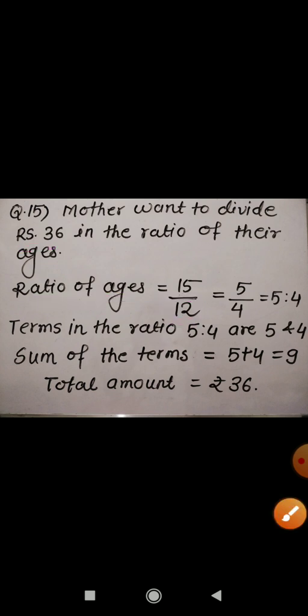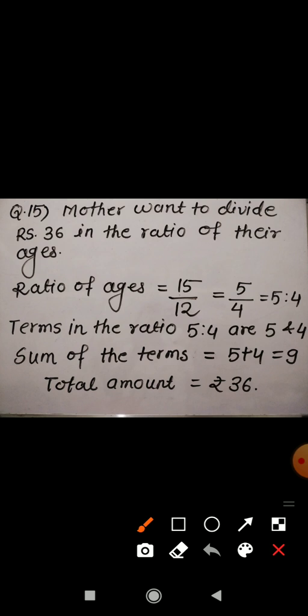Now 15 by 12 means how much? See, 15 and 12, both these numbers are divisible by 3. So 3 fives are 15 and 3 fours are 12. So the required ratio of the ages is 5:4.